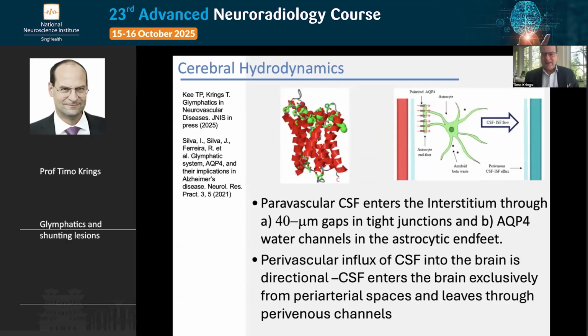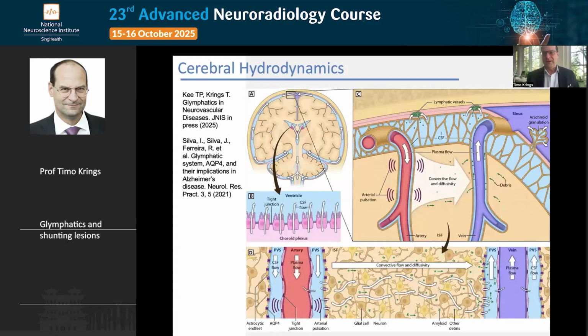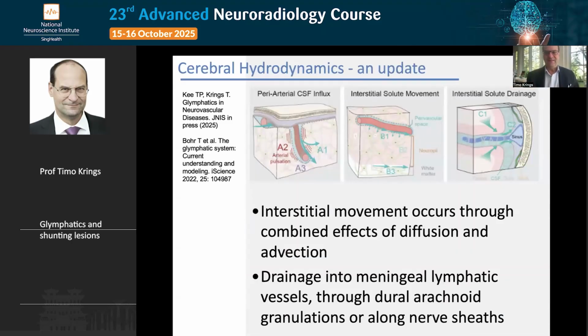Now, this happens likely due to a combination of gap junctions surrounding the perivascular spaces or the aquaporin 4 channels in the astrocytic end feet. It is important that this flow is directional, i.e. it can only go from the arteries to the vein, and it does appear to be related, at least in part, to pulsations. Together with Professor Key, we recently published this article in the JNIS where we described this convective and diffusive flow in normal and in diseased states.